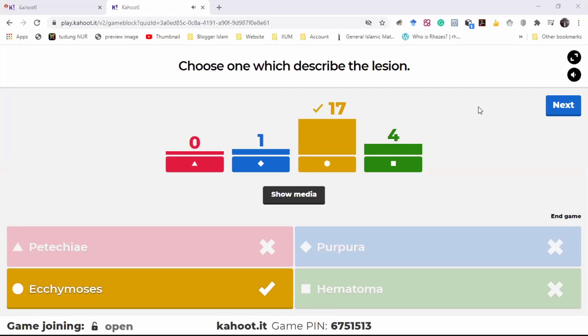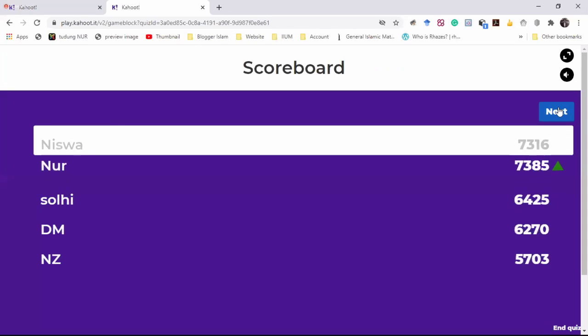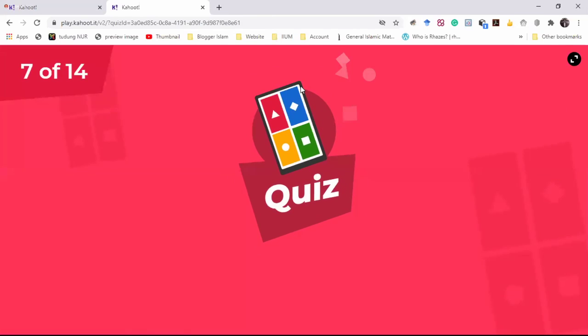All right, congratulations to the 70 people. Ecchymosis is the right answer. As I mentioned before, petechiae is less than 1 to 2 millimeter. Purpura is just a conjoint of petechiae, while hematoma is a palpable ecchymosis. So it is most likely ecchymosis. All right. Next one. Okay, congrats Noor.